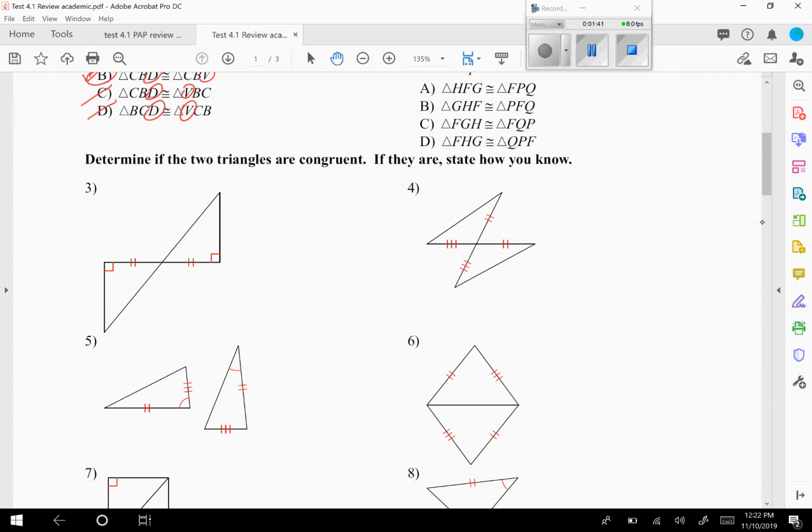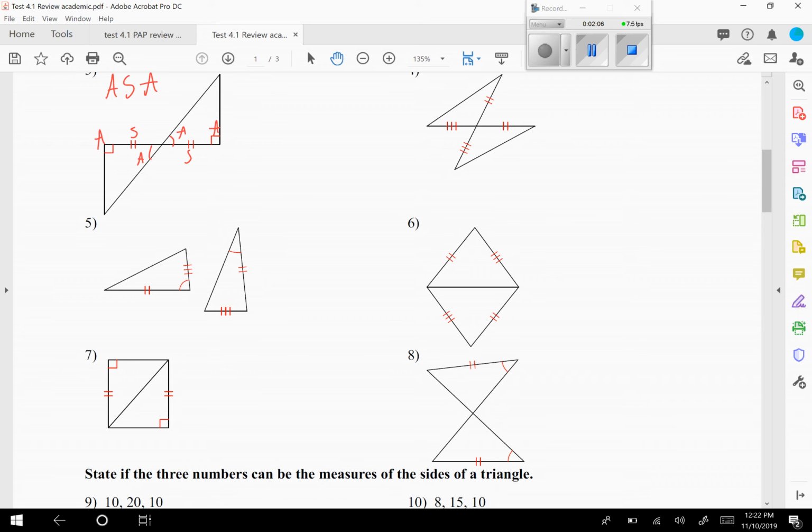Are those marked congruent? No. So you cannot use hypotenuse leg. So we can't do that one here. So instead we're going to have to think of these as sides and think of your right angles as angles. And then we also have these angles here at the middle. And so we can see here the side is between the two angles, so it's angle, side, angle.